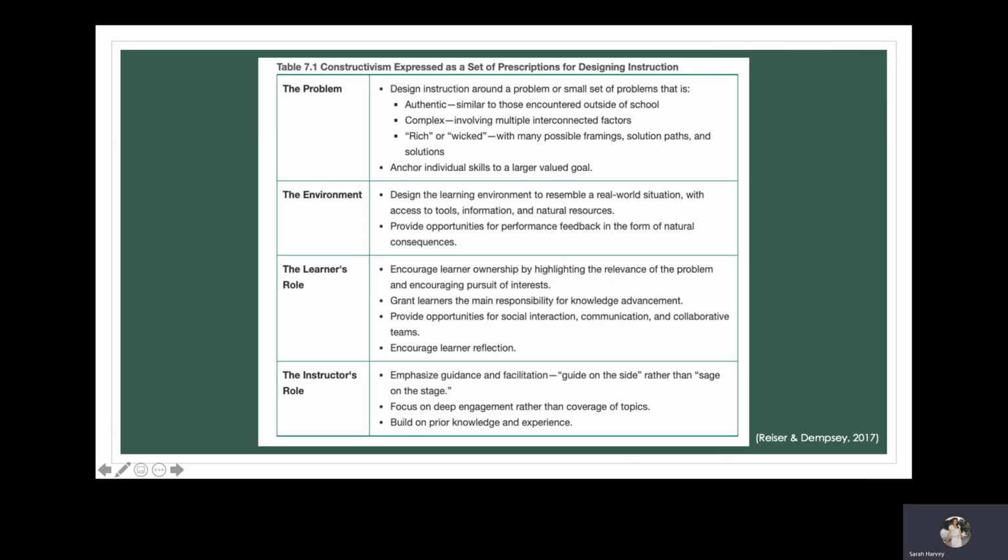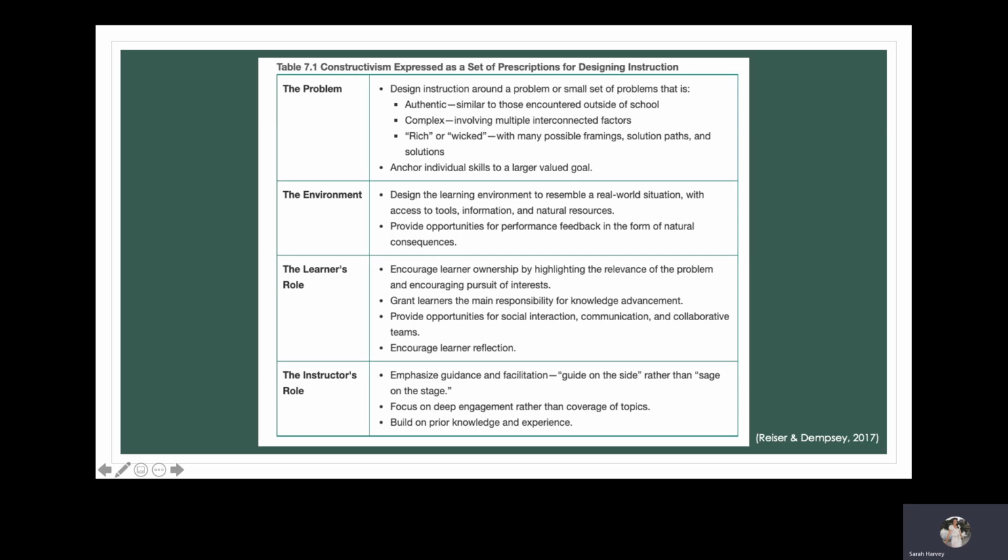We then have a table that is given to us from Reaser and Dempsey. It is Table 7.1, Constructivism expressed as a set of prescriptions for designing instruction. So if you look on the left-hand side, we have things like the problem, the environment, the learner's role, and then the instructor's role. And it kind of dives into what each of those things are in terms of constructivism. So for example, the problem, designing instruction around a problem or a small set of problems that is authentic, complex, and rich, or wicked. So with many possible framings, solution paths, and solutions.